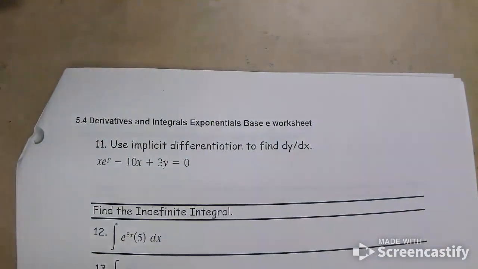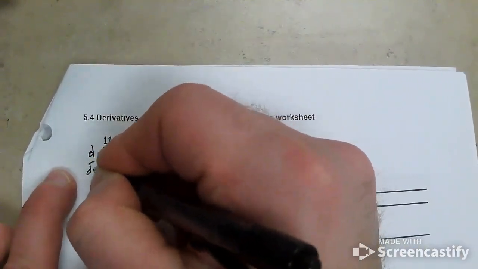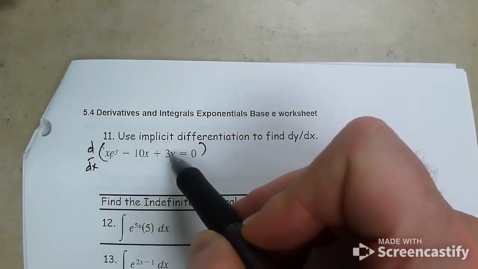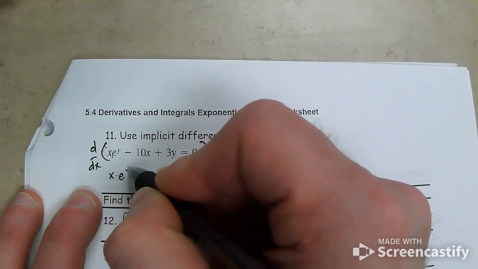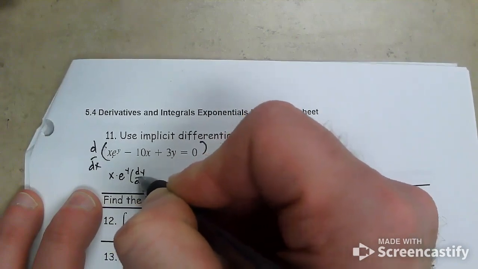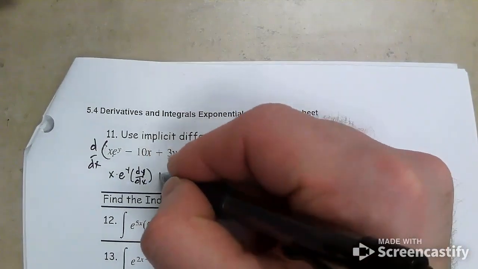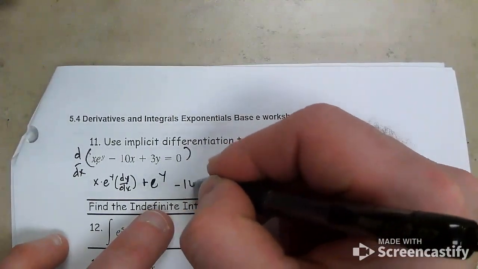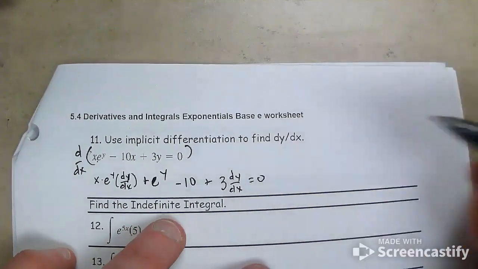Use implicit differentiation to find dy dx. So we got some x's and y's mixed together. That's implicit. So I'm going to differentiate with respect to x. So right here is a product rule. This is straightforward. This is going to be 3 dy dx. So first times the derivative of the second. So this will be e to the y times the derivative of the exponent with respect to x. And that's just the dy dx. So first times the derivative of the second plus second times the derivative of the first, which is just 1. Then this is going to be minus 10 plus 3 dy dx equals 0.